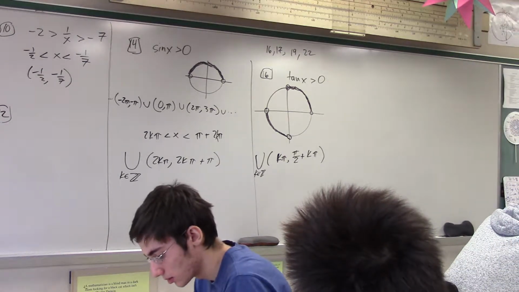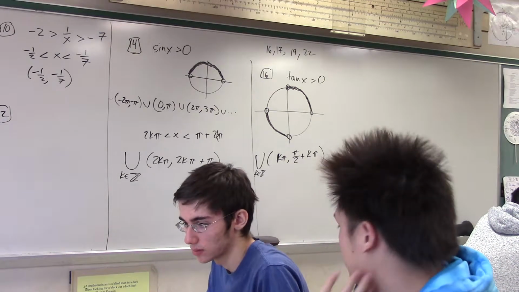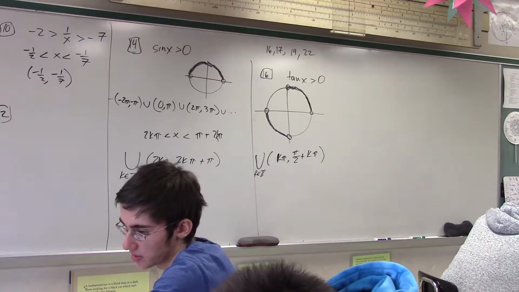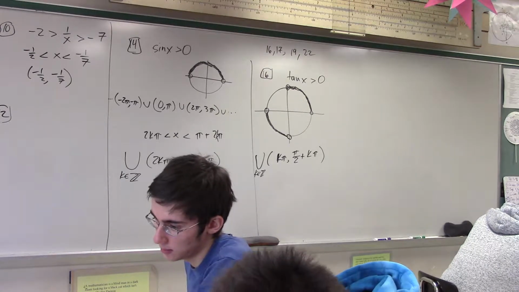Good, that was pretty good. And then 17 is maybe a little bit easier, maybe not, I don't know, up to you, figure it out. Negative once it's past that point. That's confusing.